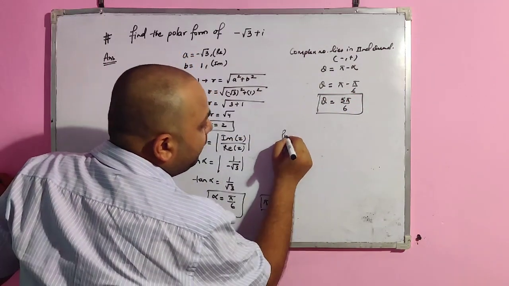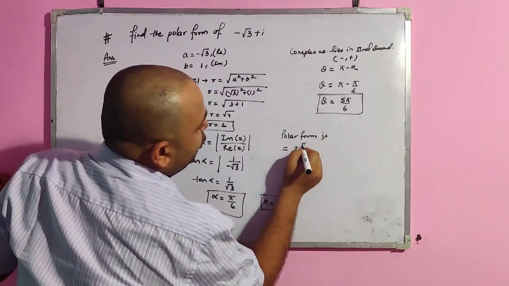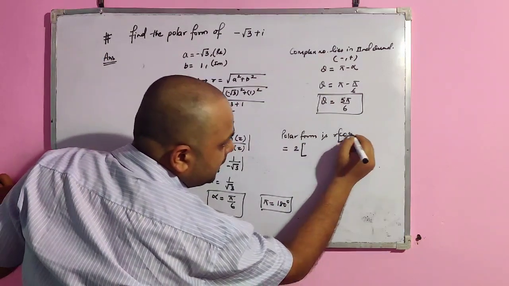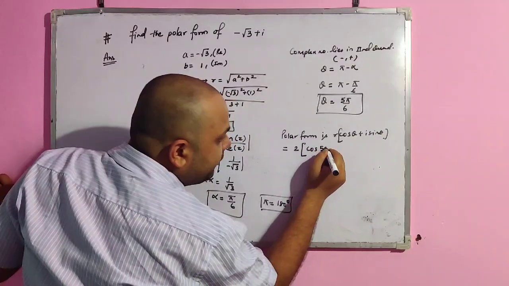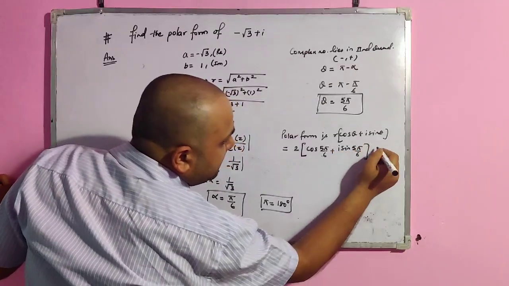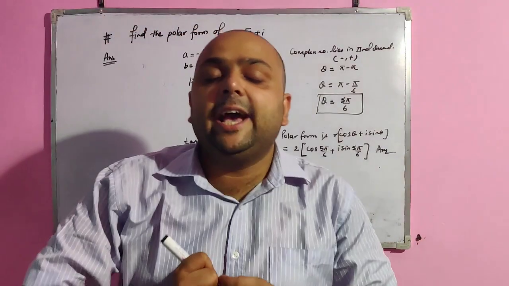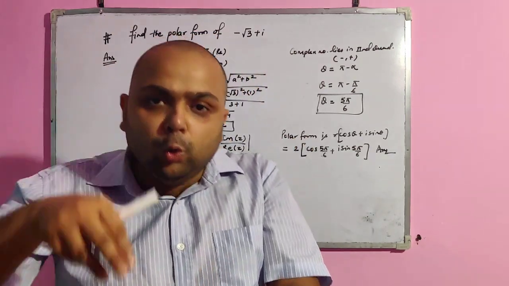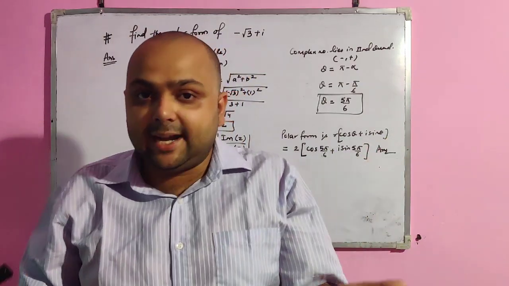Now the polar form is r, which is equal to 2, and the formula is r (cos theta plus i sin theta). So it is 2 (cos 5 pi by 6 plus i sin 5 pi by 6). So this is the required polar form. To calculate the polar form, we have to calculate the modulus and the argument using the quadrant rule and then substitute those values in this formula. I hope all of you understand this.